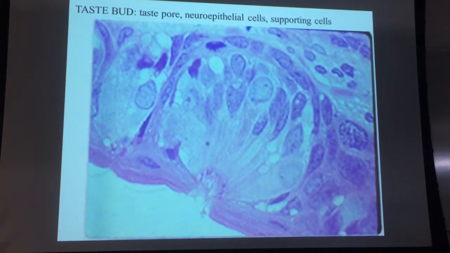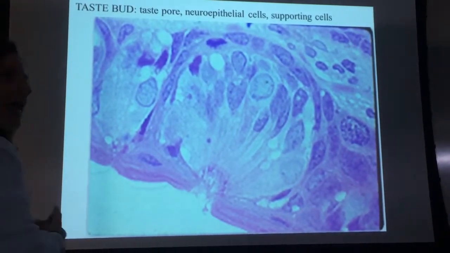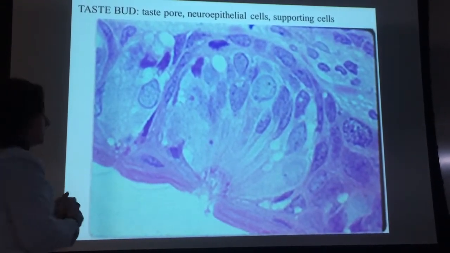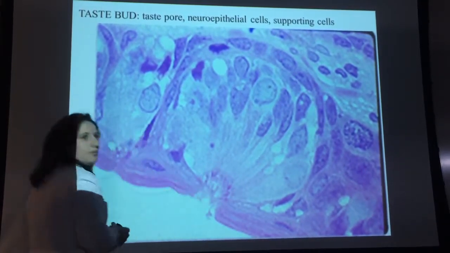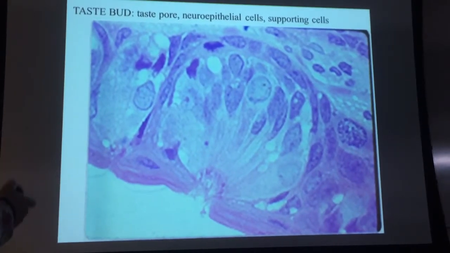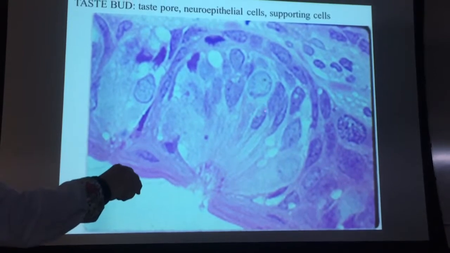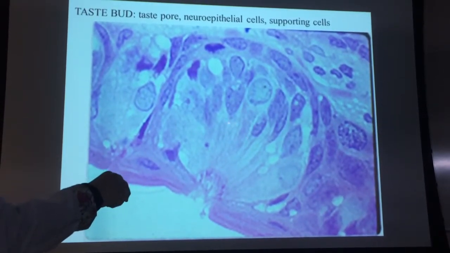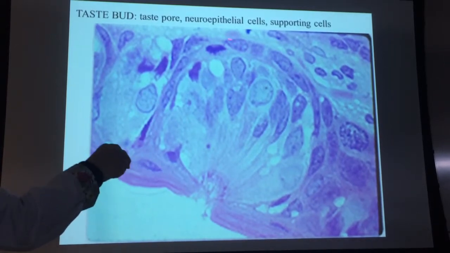So if you're eating something cold, like cold pizza, the cheese doesn't taste as good as hot pizza because the liquid part of the cheese goes into the taste pore a little bit faster. So that's why warm, liquidy things taste more. Okay? You have the neuroepithelial cells, so once they're activated, they send electrical impulses to the brain, and these are the supporting cells.